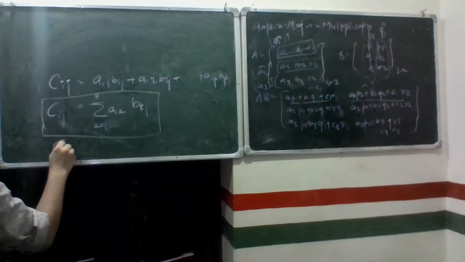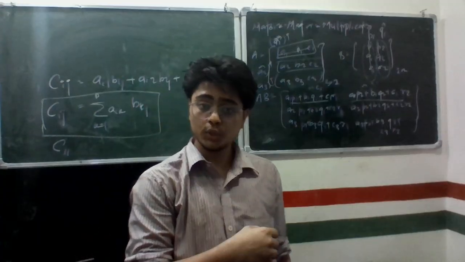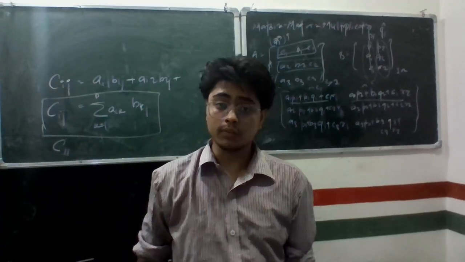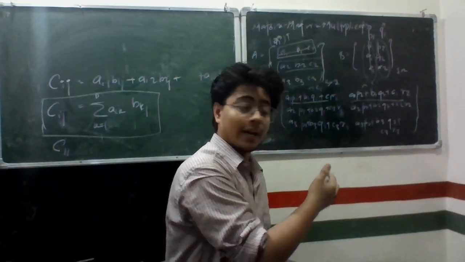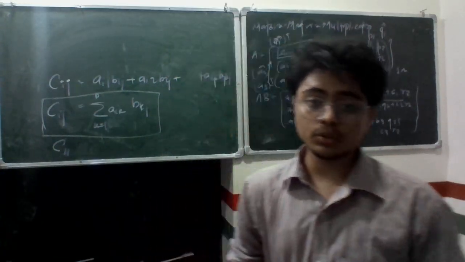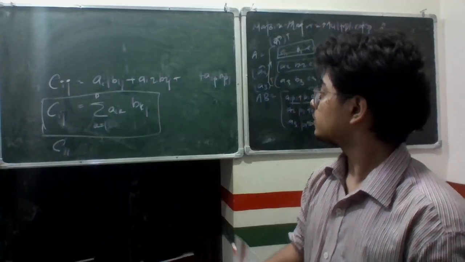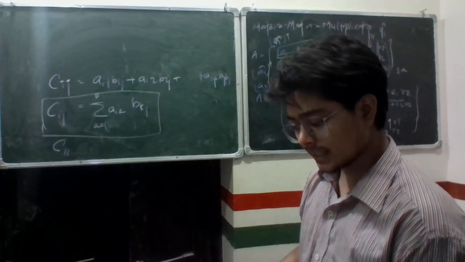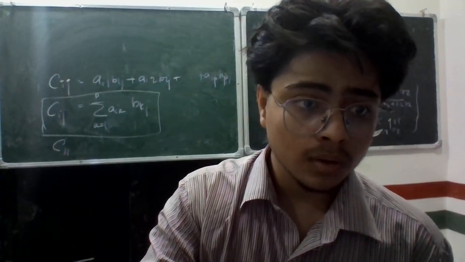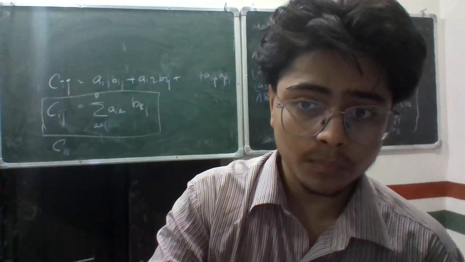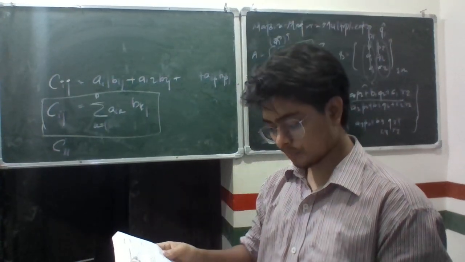If I say C11, that means the position corresponding to the first row and first column. If I say C33, this means the element of the matrix which corresponds to the third row and third column. This is how we do things and how we represent things in a matrix.